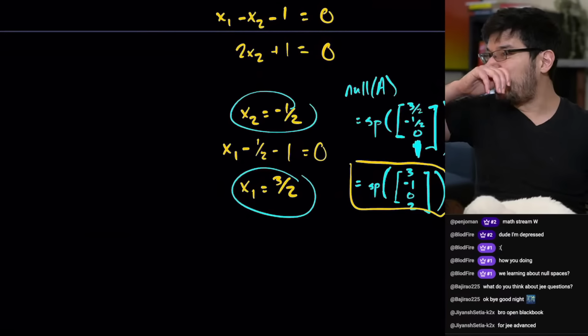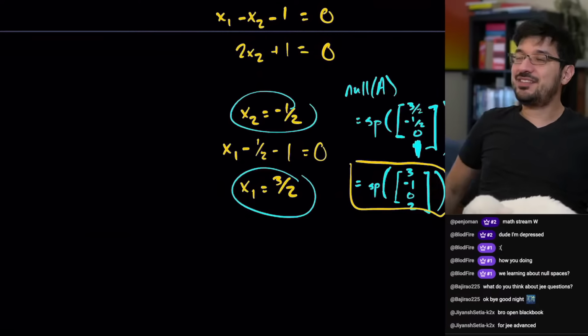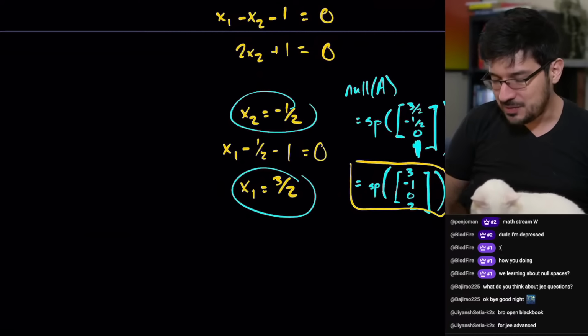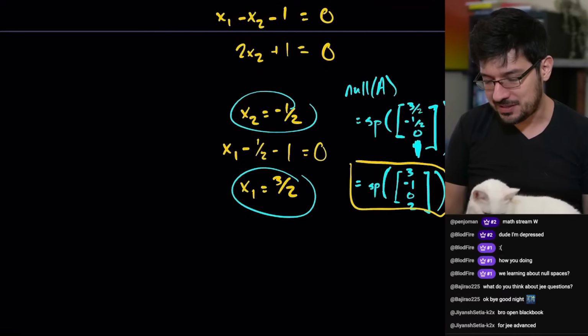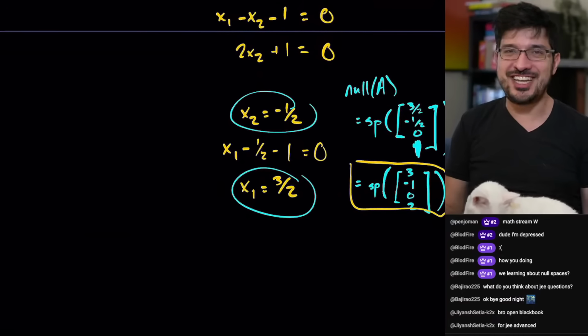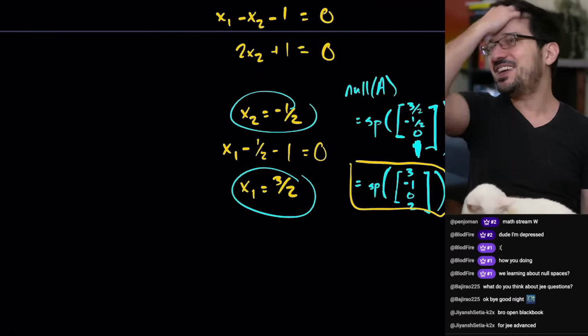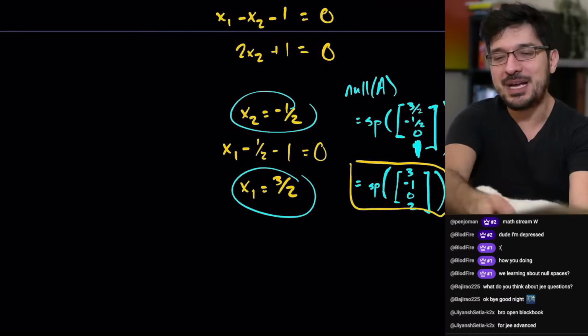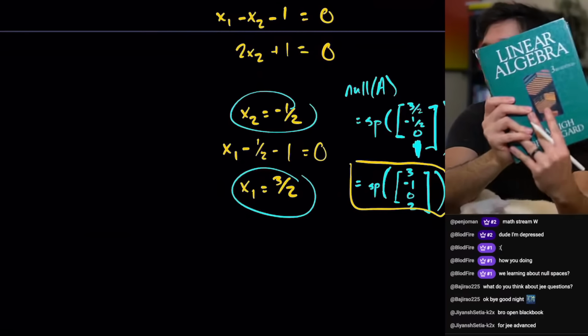Bro, open Black Book for JEE Advanced. Dude, you have to tell me a problem. I'm doing linear algebra, y'all. I'm not here to study JEE math. No, dude. I'm working through this book. This is my book. This is what I'm working through.